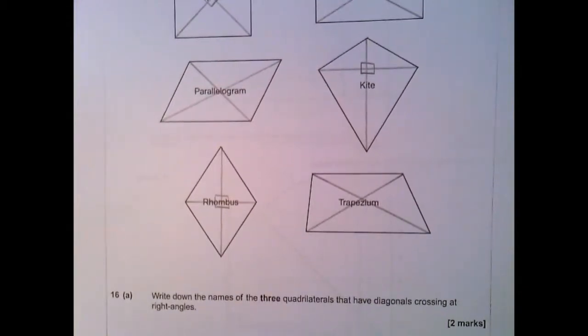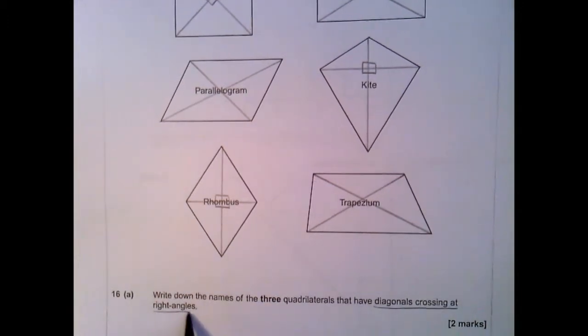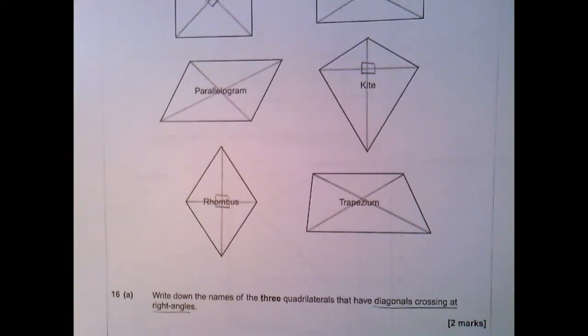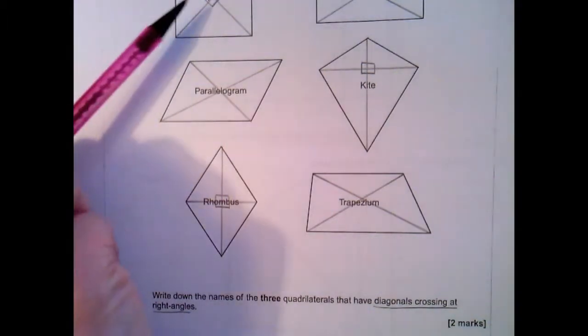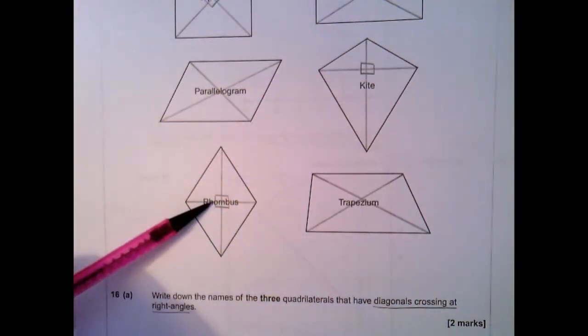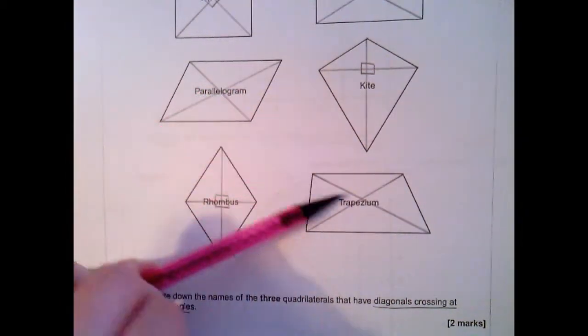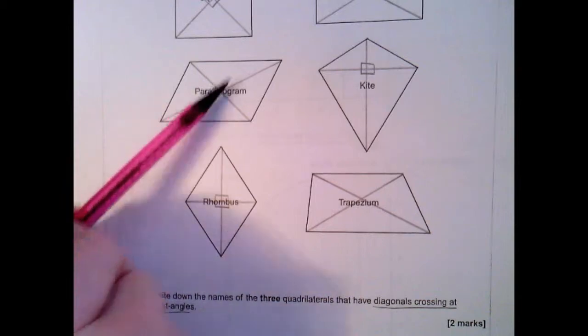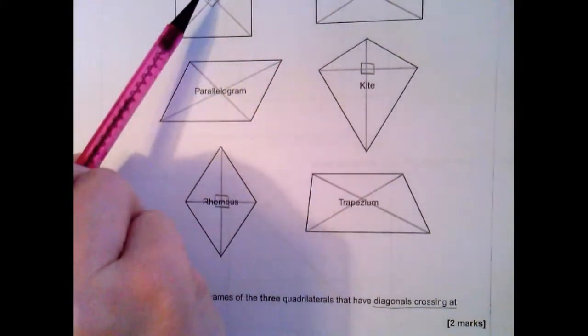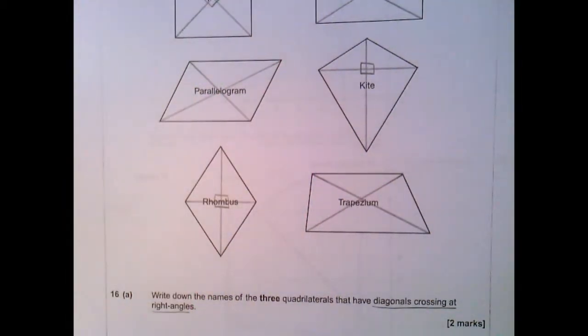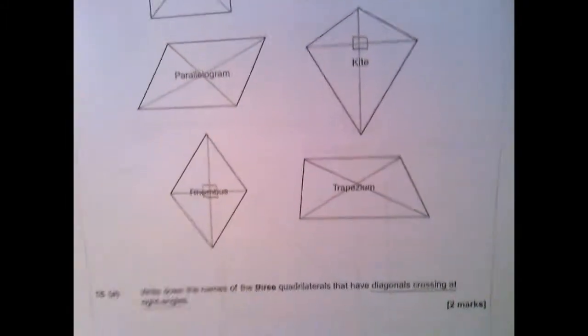And the question they ask you then is just write down the names of the 3 quadrilaterals that have diagonals crossing at right angles. So diagonals are those lines that I've drawn on, going diagonally from one corner to the other. So crossing at right angles would be the square, the kite and the rhombus. These other ones here, they don't have right angles where the diagonals meet. So square, kite, rhombus are your 3 answers. So 2 marks there. You just lose a mark anytime you get one wrong.